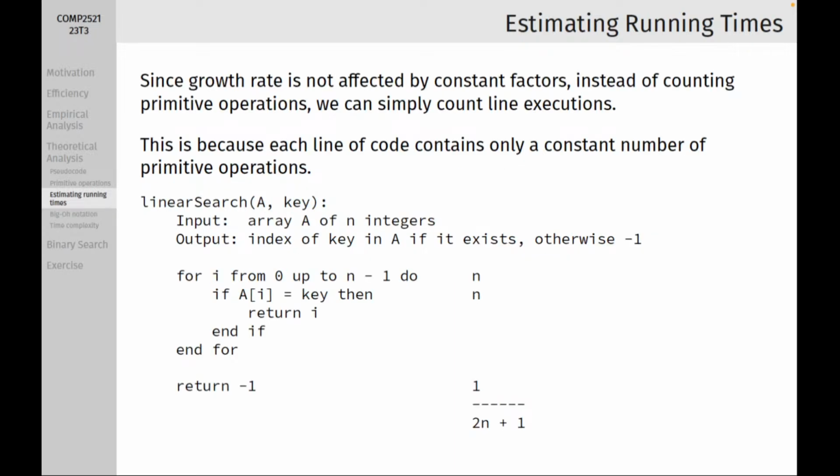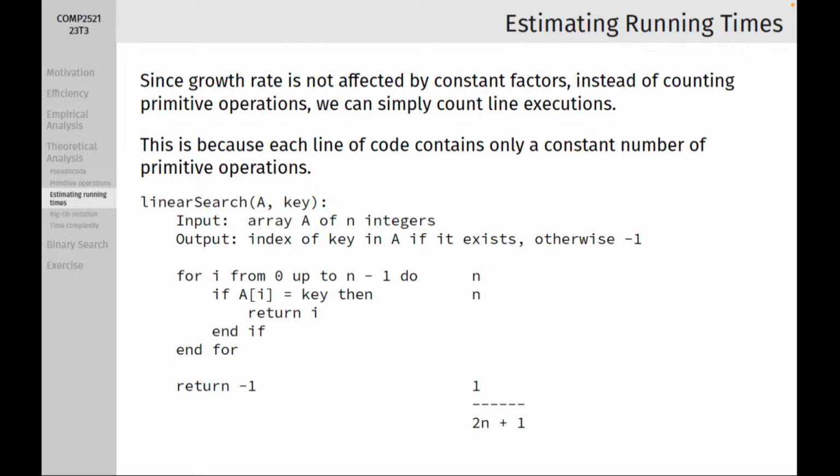All right, another thing that we can do is, we said that growth rate isn't affected by constant factors, right? That's what we said earlier. So what that actually means is that instead of counting primitive operations, which I just did before the break, we can just count the number of line executions. The reason is each line of properly structured code or pseudocode only contains a constant number of primitive operations, right?